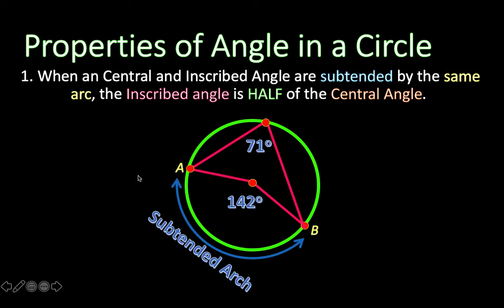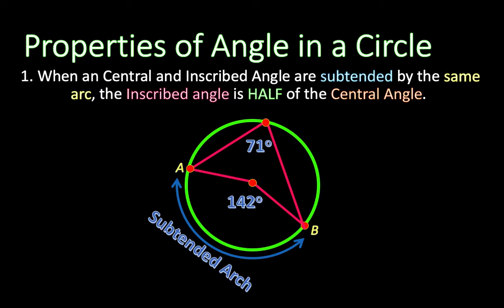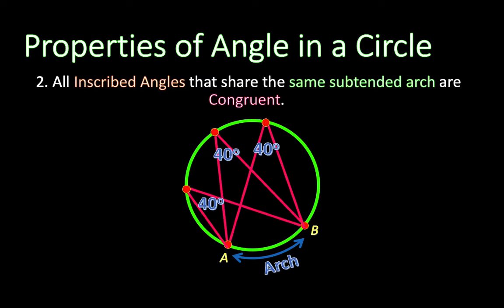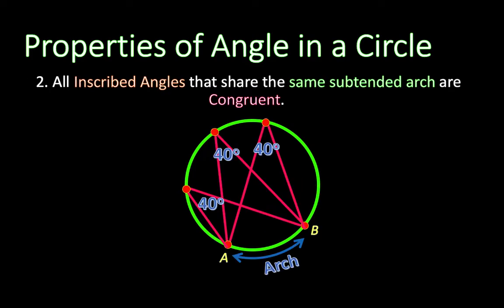So, a couple more examples there. 71 times 2 would be 142. On the previous one, 47 times 2 would be 94. The inscribed angle will always be half of the central angle, which means that if you draw a whole bunch of different inscribed angles, they're all going to be equal. And now we can use this with some more complicated questions.